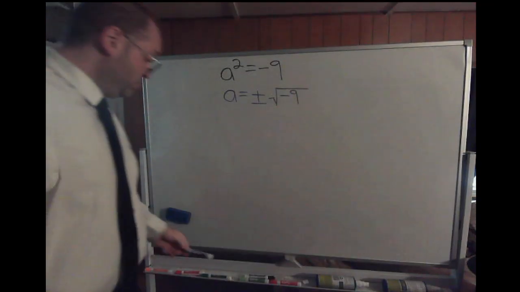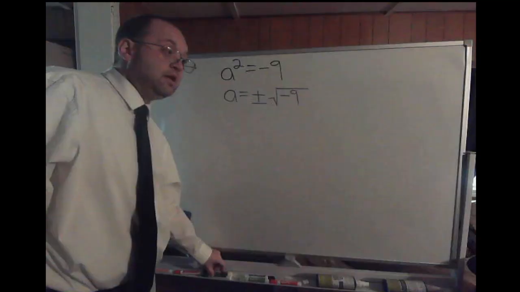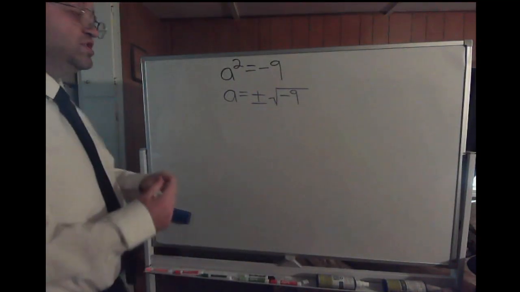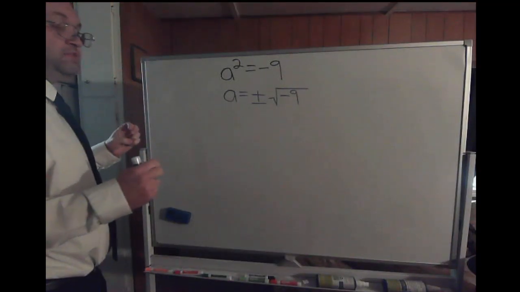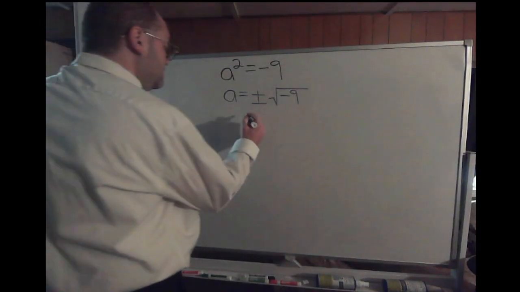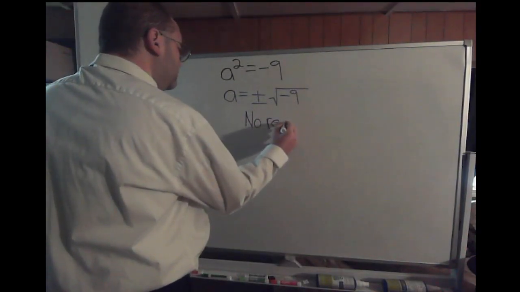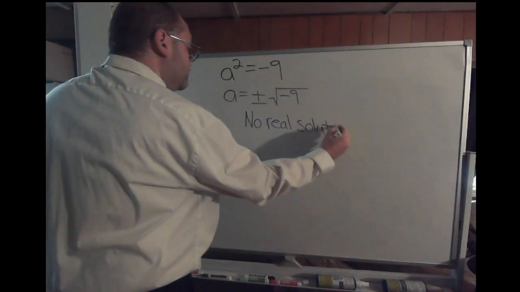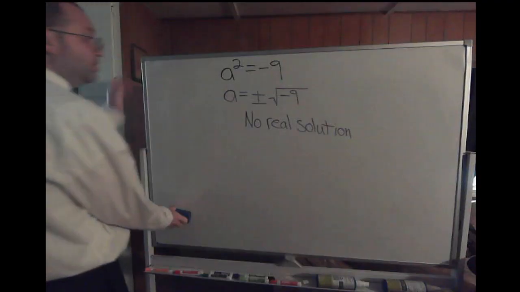Well, we've just hit a snag here. We have a square root of a negative number, and in the real numbers, which is all we're dealing with in this course, there's no solution. You can't have a square root of a negative number, because there's no number raised to the second power that gives you a negative number. So for this, there is no real solution. That's how you would word it. There is no real solution to this problem, because you have the square root of a negative number.